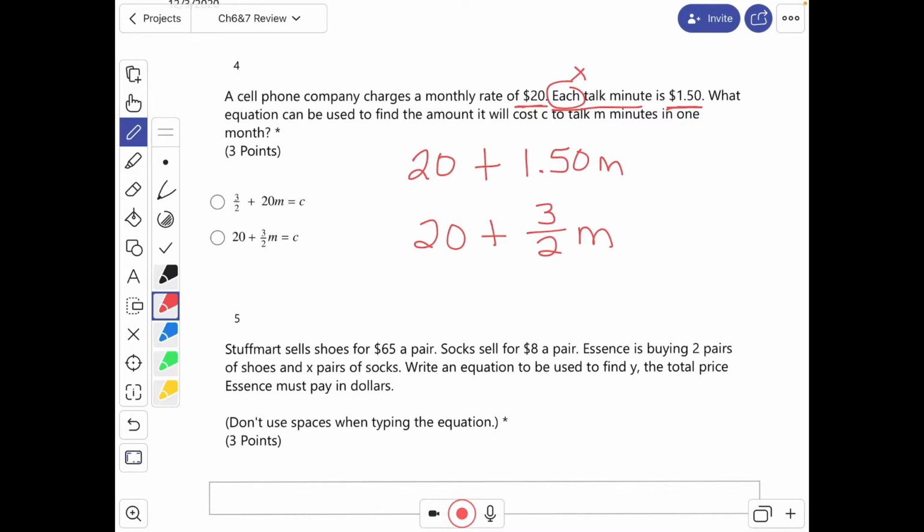So which one of those answer choices matches what I just wrote down? Look for the one that's multiplying 3 over 2 times m. Because this one is multiplying 20 times m. So the correct answer is that one.